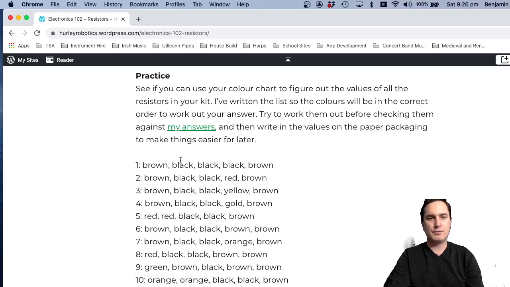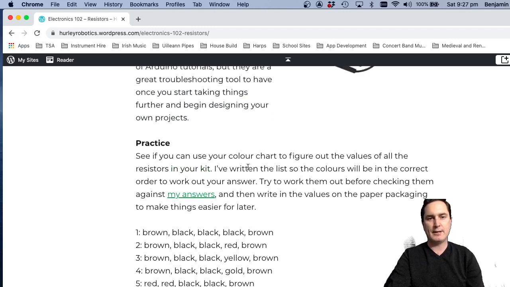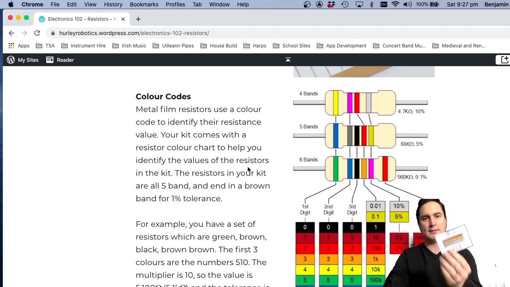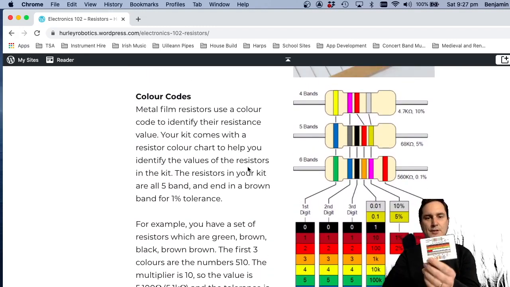So I'll go through just the first one as an example again. So we've got brown, black, black, black, brown. So that one could go either way. It's like a palindrome. It's the same no matter which way you read it. So brown, black, black, black, brown. Let's go to our diagram, and your kit comes with a little card with the diagram on it, so you can use that. It's a nice little handy thing to have.